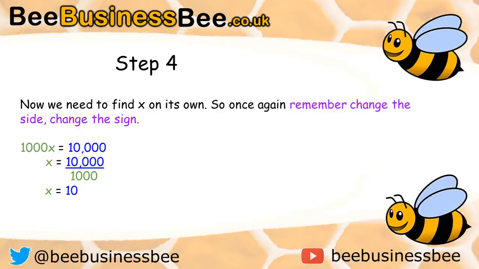Now we want to find x on its own. So once again, we're going to do change the side, change the sign. So 1,000x equals 10,000. Of course, what that means is 1,000 multiplied by x. So we now need to do the opposite of multiply, which is divide. So x equals 10,000 divided by 1,000, and that means if we do the calculation that x must equal 10.